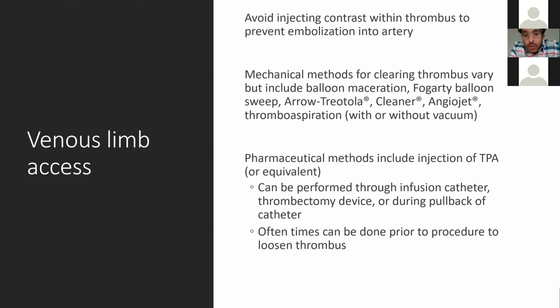You can do it directly through the thrombectomy device, or the way some of my partners do it is during a pullback of the catheter. And again, this can be done prior to the procedure to loosen the thrombus. I know some people in practice, again, depends on your practice, but in holding, in the pre-procedure area, they'll take a little micropuncture needle or lidocaine needle and inject the tPA before the patient even comes back.